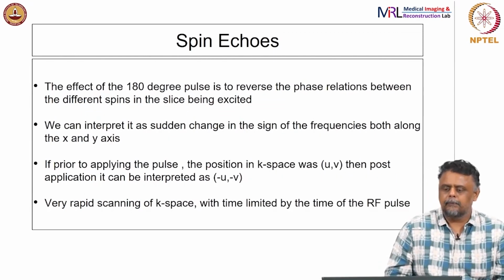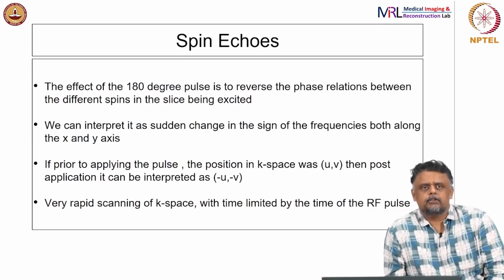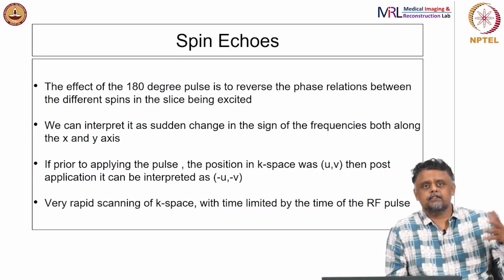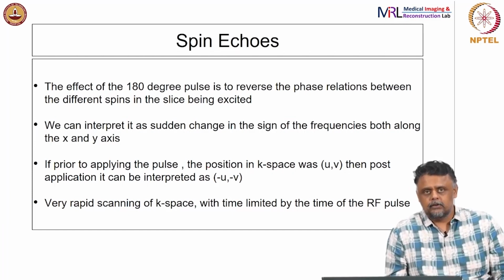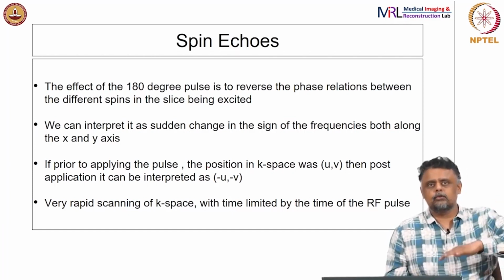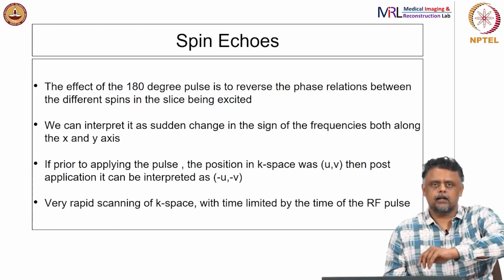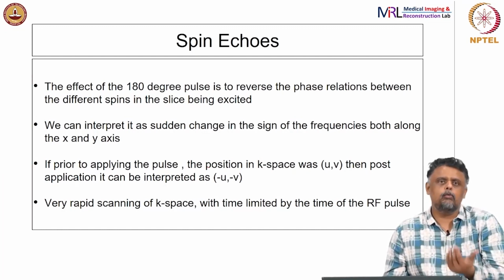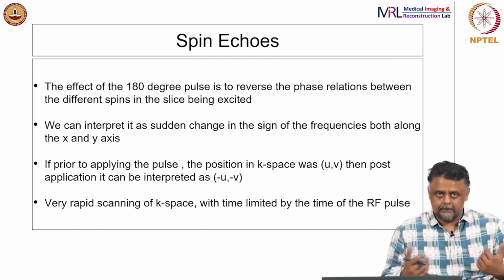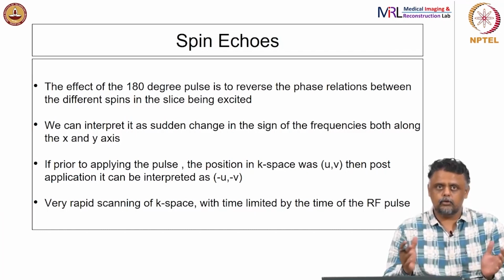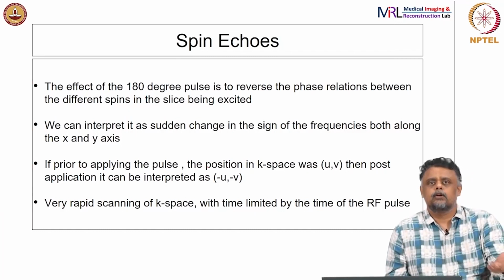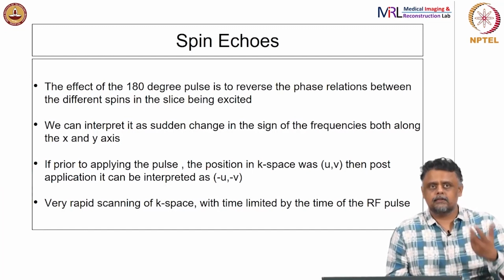So, what does the 180 degree pulse do? The 180 degree pulse reverses the phase relationships. So, there is rapid dephasing as soon as the spins are flipped into the plane. Once you flip another 180 degrees, the direction of dephasing is the same, so the spins will actually come together again to give you another echo, so another signal.